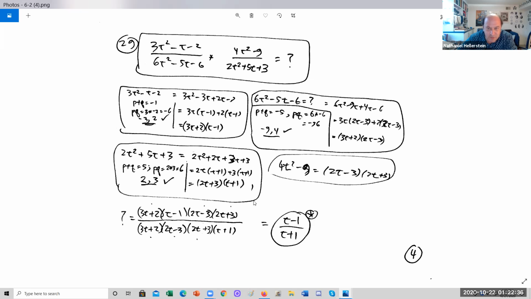Since we went through it all before, I'm not going to bother with it. It'll be in the Canvas notes. You can look at it in detail if you wish. I'll do one of the AC ones later, but this is a redo. And we get as before, a couple pages back. And after the 3t plus 2's cancel, the 2t minus 3's and the 2t plus 3's cancel, we're left with t minus 1 over t plus 1.